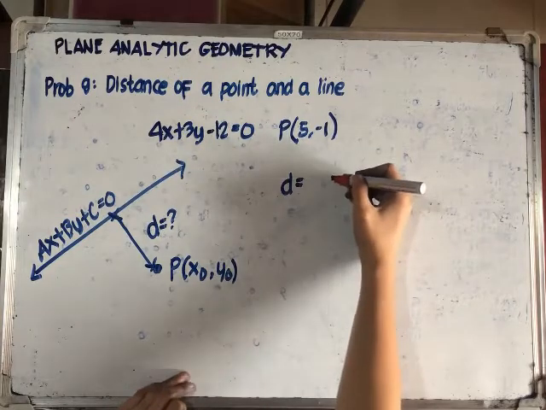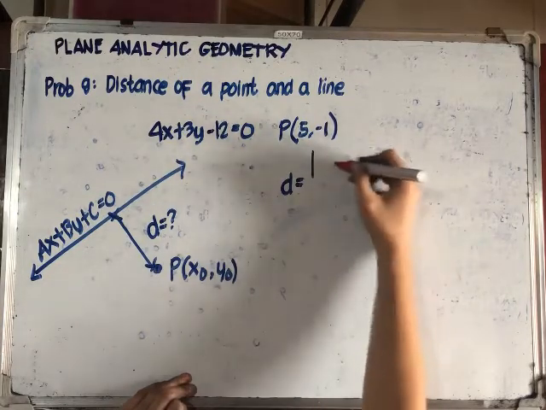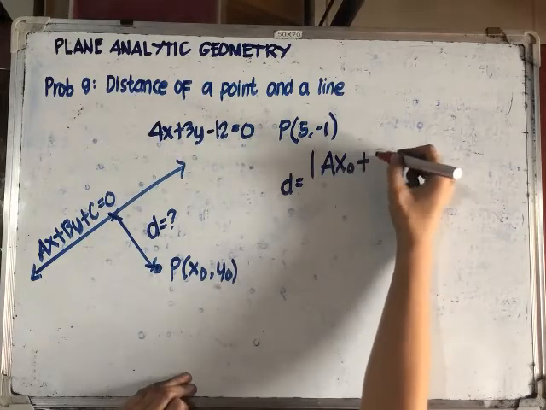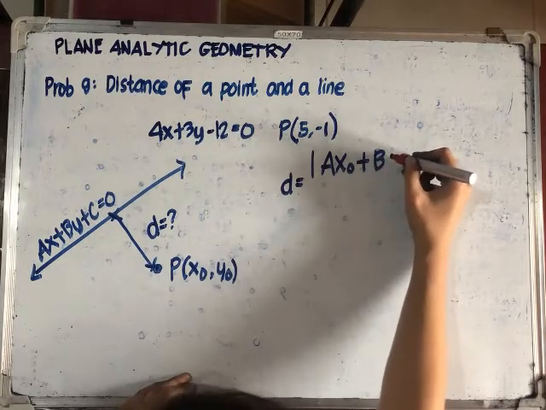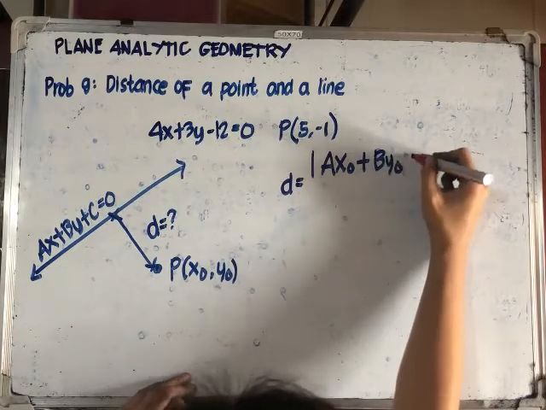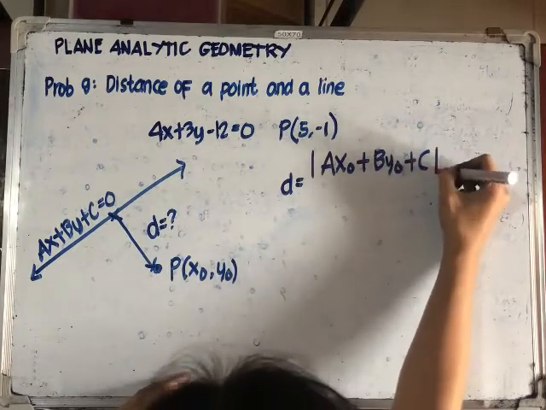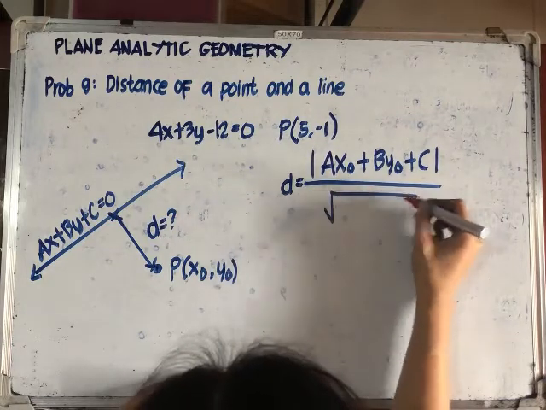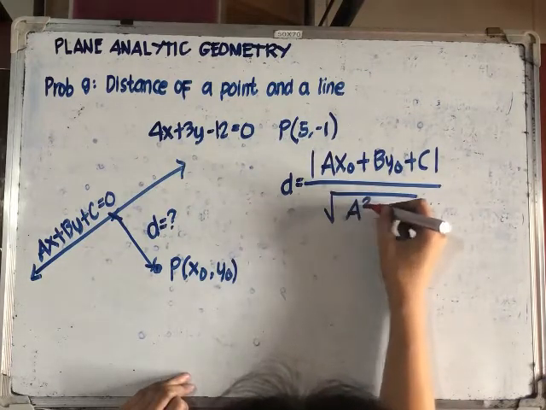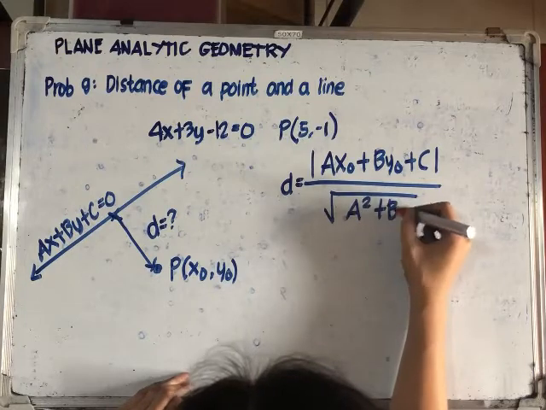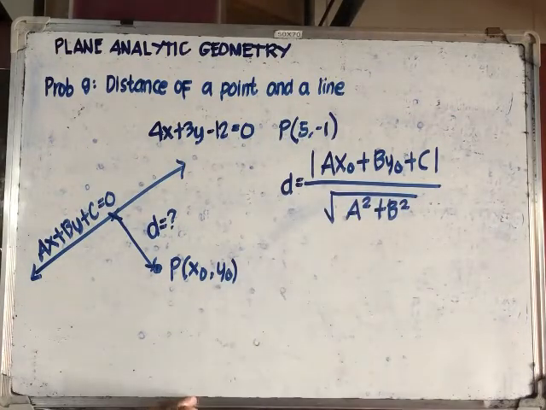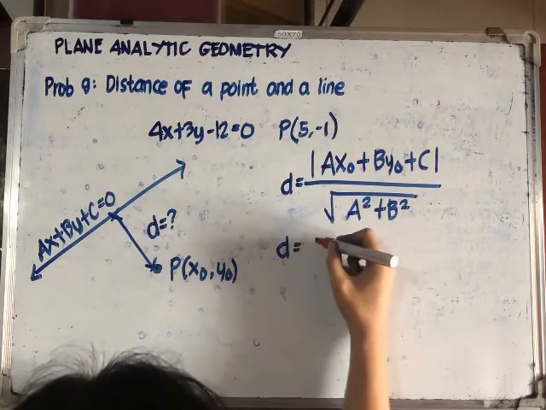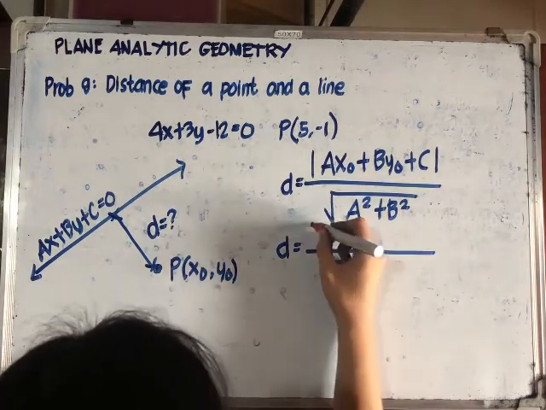So that distance d is the absolute value of a x sub o plus b y sub o plus c, divided by the square root of a squared plus b squared. Distance of a point and a line. So what we need to do is, again, take the absolute value.